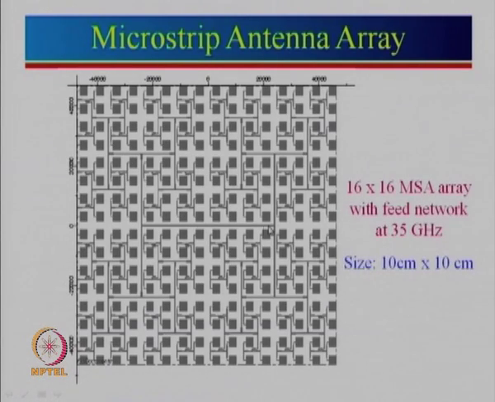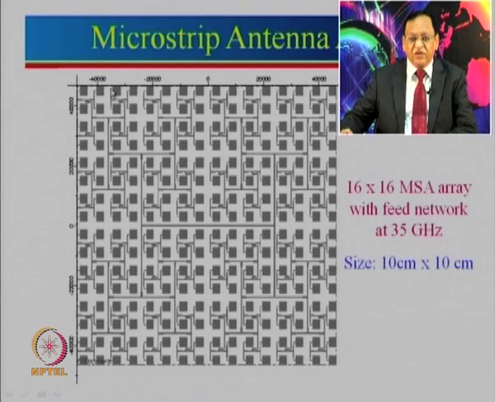Now this is an example of a microstrip antenna array. One can see that this is a 16 by 16, so there are a total of 256 elements with a feed network. You can see that all these elements are being fed by a microstrip line, and this whole antenna was designed at 35 gigahertz. All these elements are fitted in a very small size of just 10 centimeter by 10 centimeter, which is like 4 inch by 4 inch.